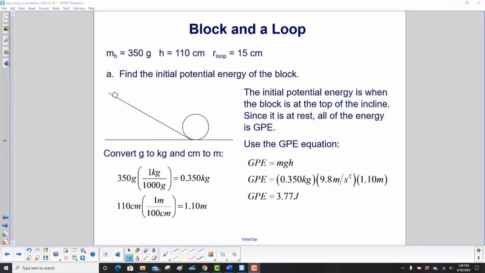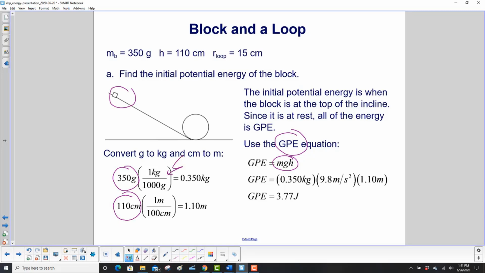The initial potential energy is when the block is at the top of the incline. Since it is at rest, all of the energy is GPE. There's no kinetic energy, there's no elastic potential energy. So we'll want to use the GPE equation, which is equal to mgh. Now our problem here gave us grams and centimeters. So we use unit conversion here.